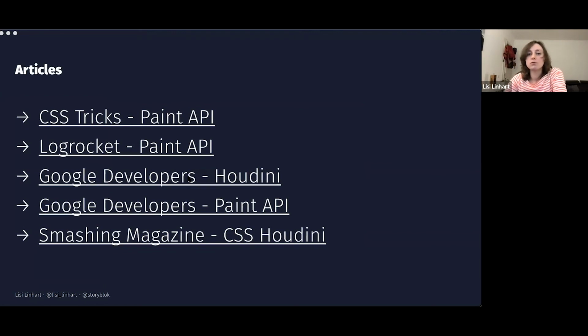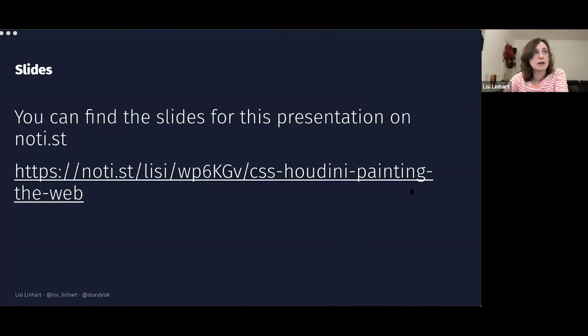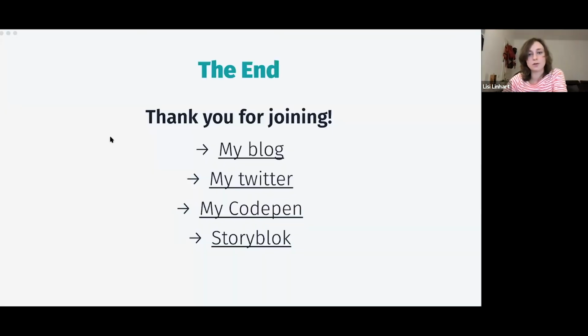And then there are a lot of good articles on the Paint API. CSS Tricks and LogRocket have two really nice articles on the Paint API. You can find a lot of articles on Google Developers. And there's also a really good Smashing Magazine article that gives an overview and explains CSS Houdini. You can also find the slides that I just showed on my Notion, where you can go over all the links and look at all that stuff later on.